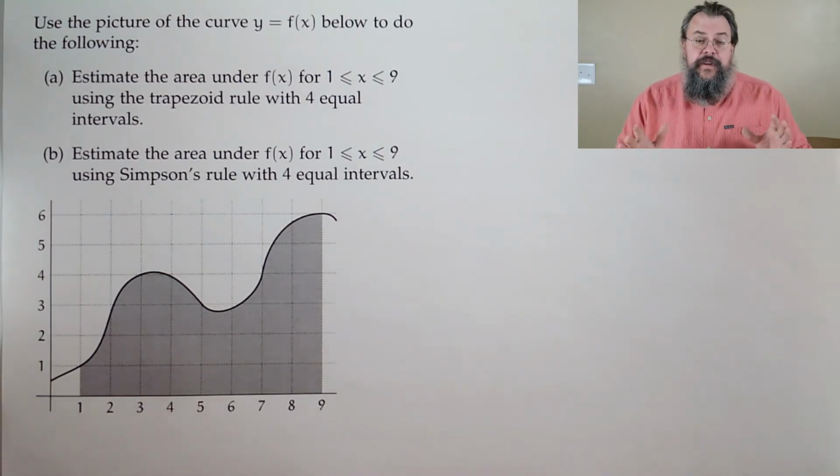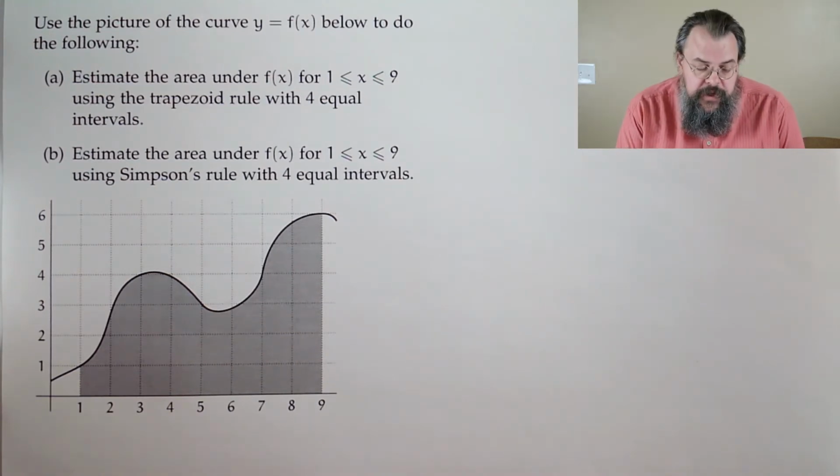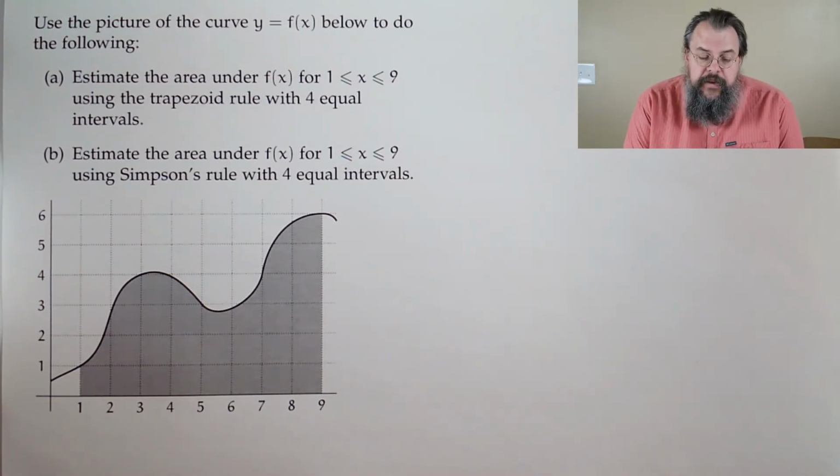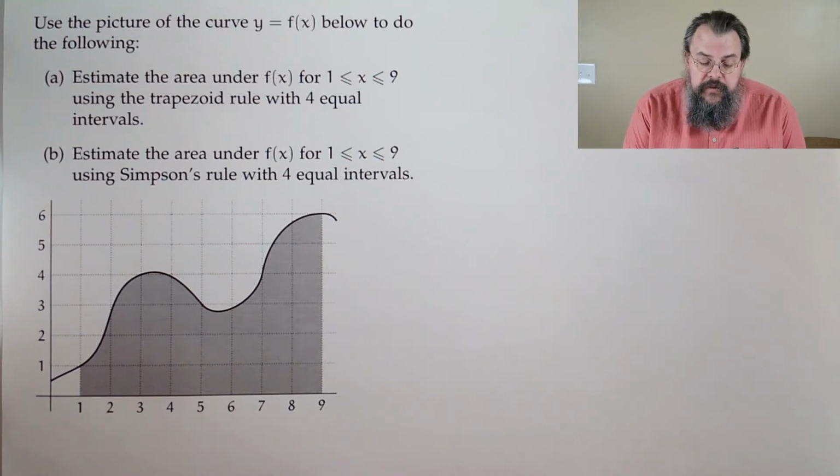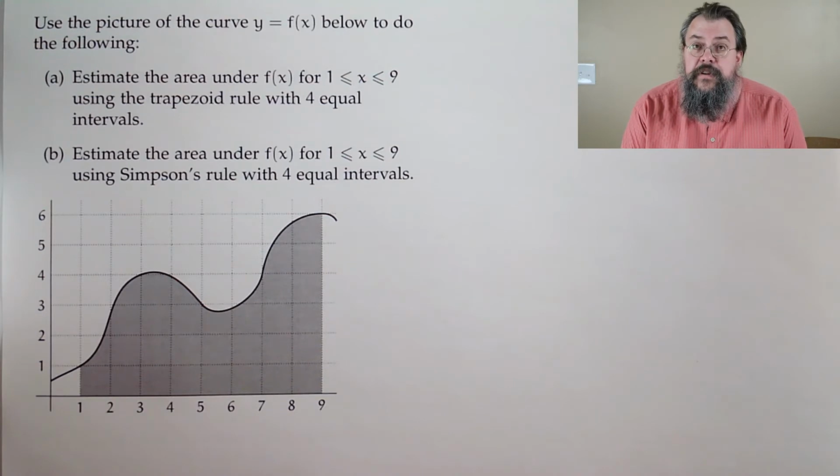So, our next problem. Use the picture of the curve y equals f of x below to do the following. In part A, estimate the area under f of x, where x goes from 1 to 9, using the trapezoid rule with 4 equal intervals. And B, estimate the area, same thing, but with Simpson's rule.